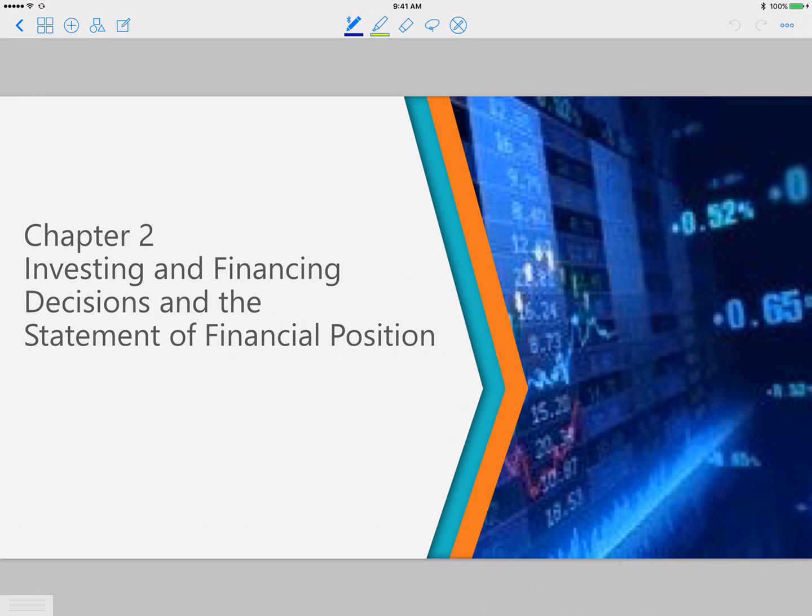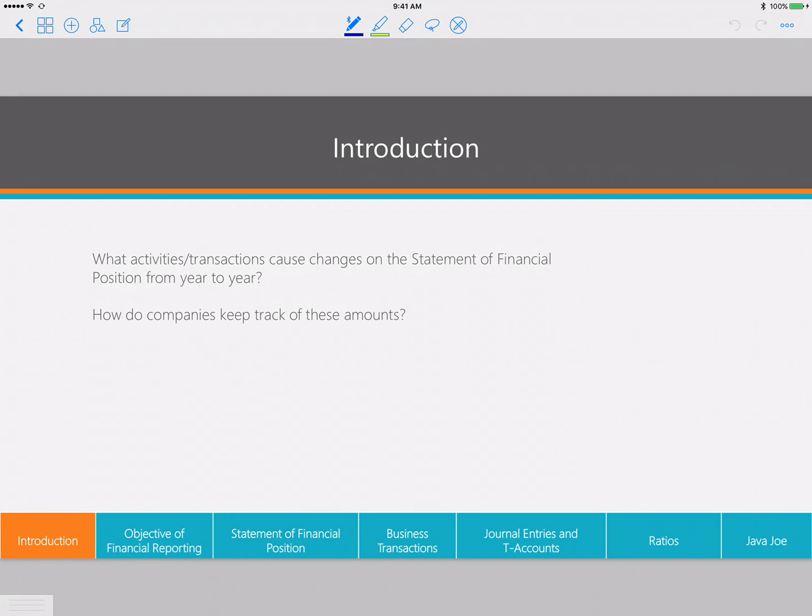In this chapter, we're going to be covering the investing and financing decisions of a company and the statement of financial position. So what are we going to cover today? We're going to be talking about the activities and transactions that cause changes from year to year on the statement of financial position. And we're also going to talk about how companies keep track of all this.